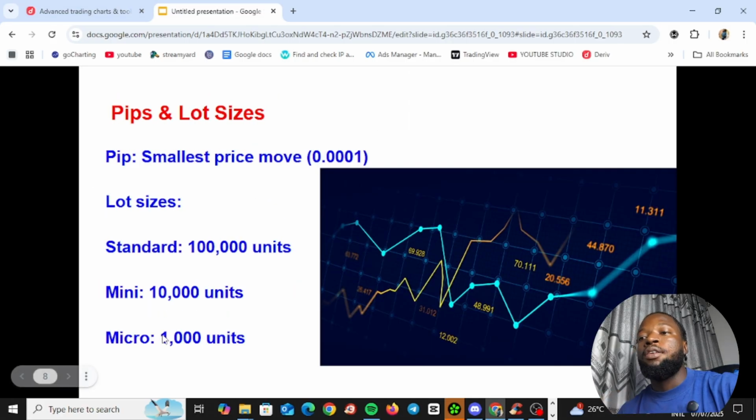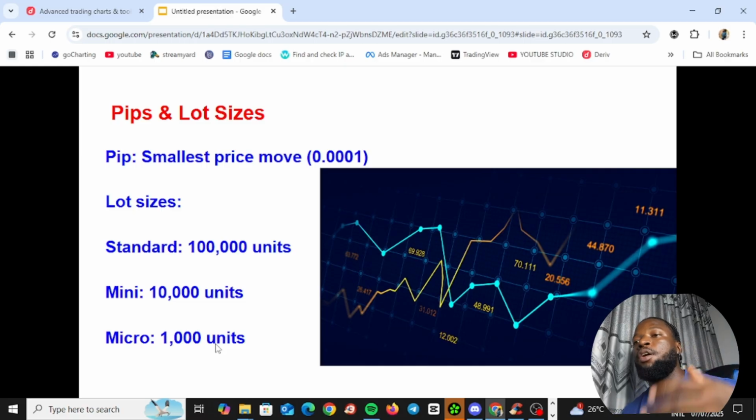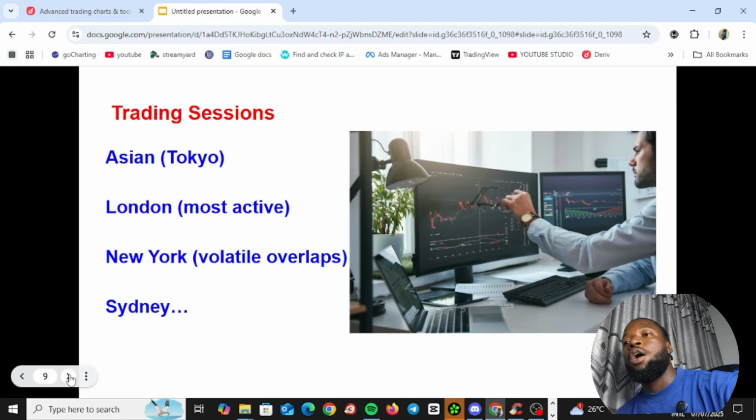So 1,000 units of micro lot size equals 0.01 lot size. It simply means if price moves by 1 pip, I'm going to be making 0.5 cents. Okay, so that is it. 100,000 units equals 1 lot size, which simply means if price moves by 1 pip, you are making $10. 10,000 units of mini lot size simply means if price moves by 1 pip, you are going to be making $1. Micro, 0.5 cents. So that is how price moves.